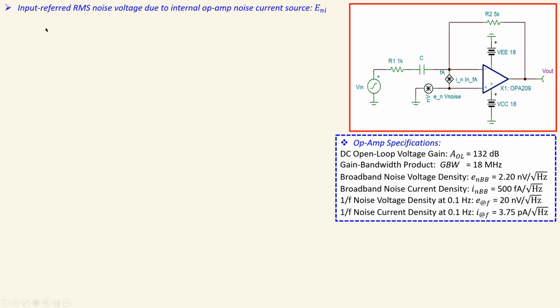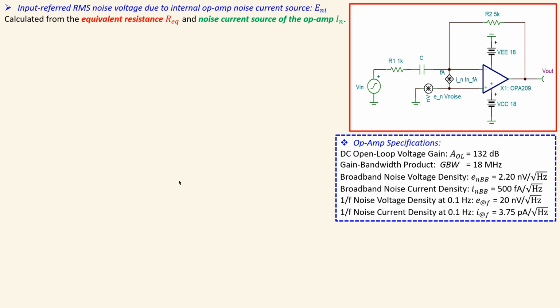The next one is the input referred RMS noise voltage due to the internal op-amp noise current source, which is this one. So how much noise will be calculated using this and also the rest of the circuit. Now for the calculation, we will use the equivalent resistance, because the source will see actually this R2 and also the R1, considering that this is a perfect short for specific gain.